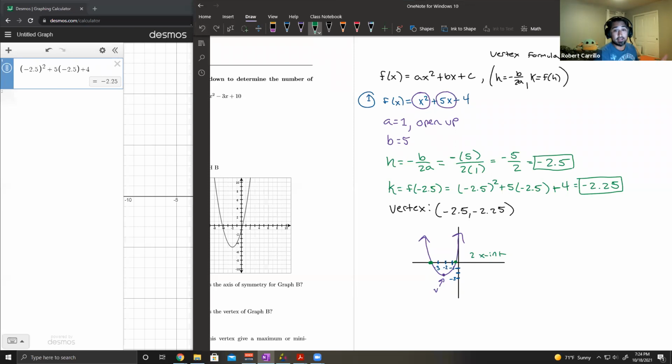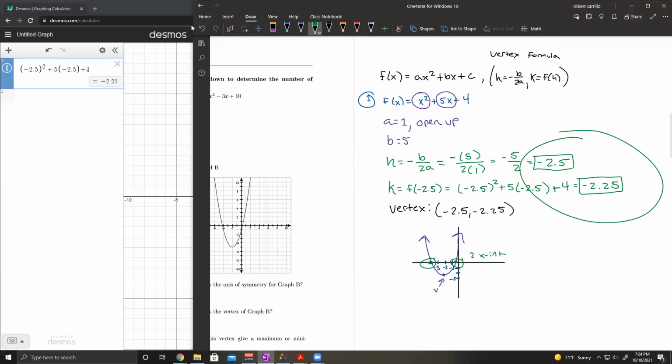So graphing the vertex, we are using what we found above, H and K. It's just a sketch. It doesn't have to be perfect. To plot negative 2.5 and negative 2.25, I go to the left 2.5 spaces, and I go down 2.25 spaces on our graph. After I plot the vertex, we know that the parabola opens up, and if I open up from the vertex, I'm going to cross the x-axis twice. Thank you, got it.